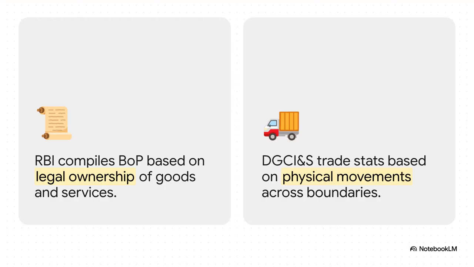Okay, pay close attention because we are conquering a real heavy hitter exam topic right now, the relationship between account 6 and the balance of payment statistics. Here is the absolute key difference you have to memorize. The Reserve Bank of India, or RBI, compiles the balance of payments based on ownership, meaning the legal title of the goods and services. But on the flip side, the DGCIS compiles foreign trade statistics based purely on the physical movement of merchandise across boundaries. Legal ownership versus physical movement. That is the core conflict.